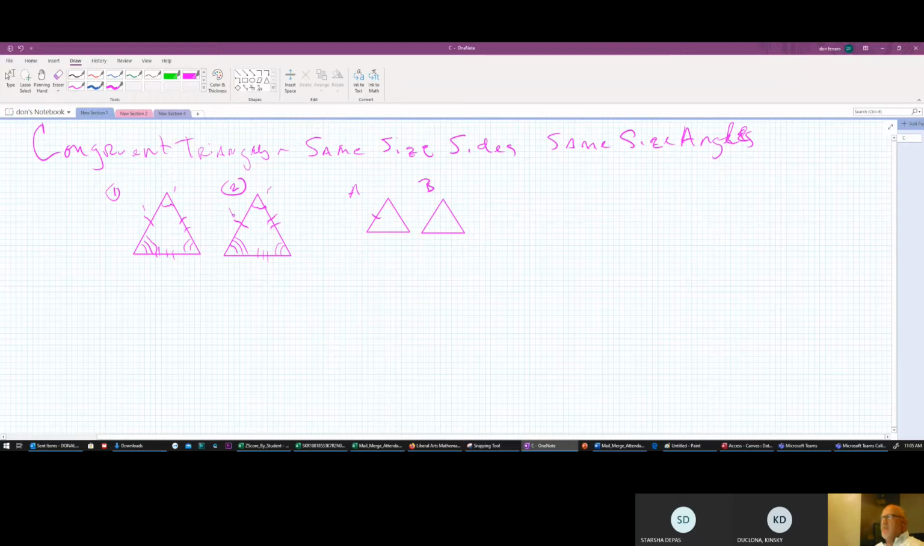So that's something to really emphasize and something for you to remember: make sure you actually see the tick marks. Okay, so now all right.